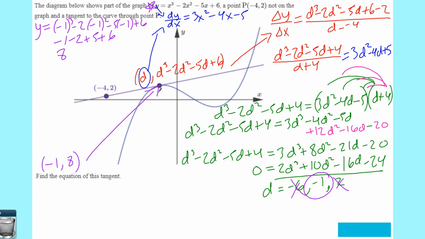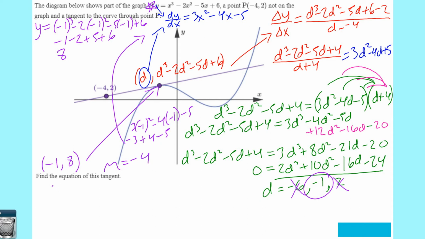Now to figure out what the gradient is, our slope, well, we get that from our derivative. So let's plug that in. So we're going to get 3 times -1 squared minus 4 times -1 minus 5. So we get negative 3 plus 4 minus 5. So our slope is negative 4.